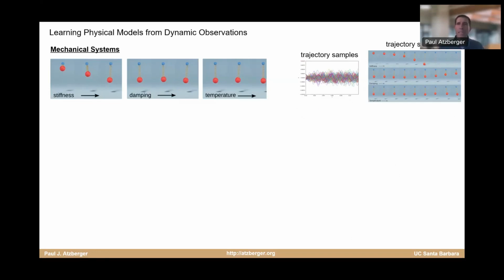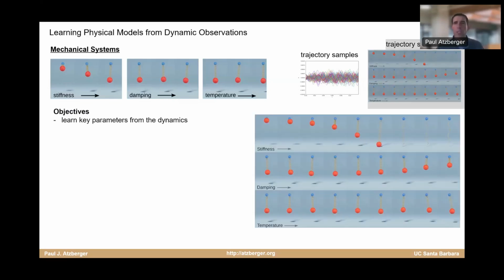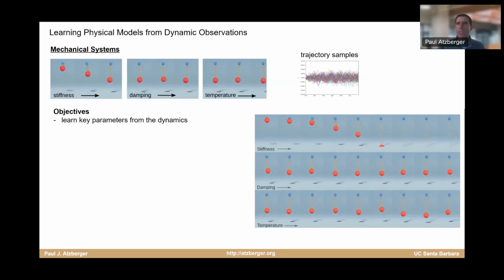So as two motivating examples, and I'll come back and give some results for these, one of which is basically systems identification or extracting state information, which is important in many different problems, including things like control. And the objective here basically is to learn key parameters from observations of the dynamics. These things go by many different names depending on the community.